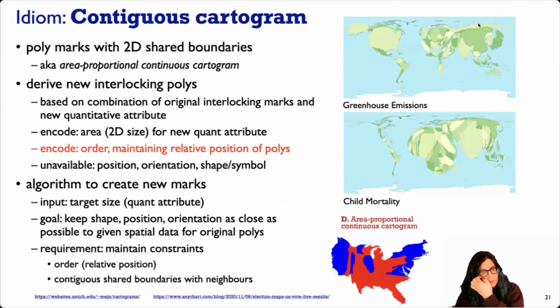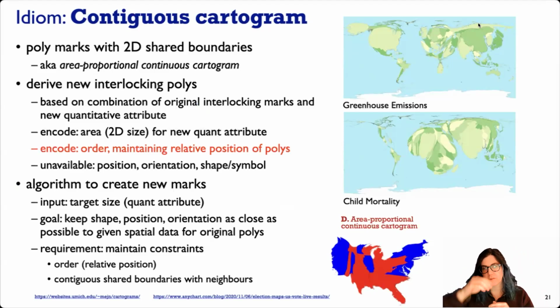So the most classic cartogram is this contiguous cartogram. So still have polymarks with these shared 2D boundaries. The fancy name for these is sometimes area proportional continuous cartogram. And what you do is you derive a new set of polys. They're going to interlock together like the old ones, and you're going to use that quantitative attribute and size code each region. So you're going to maintain order.